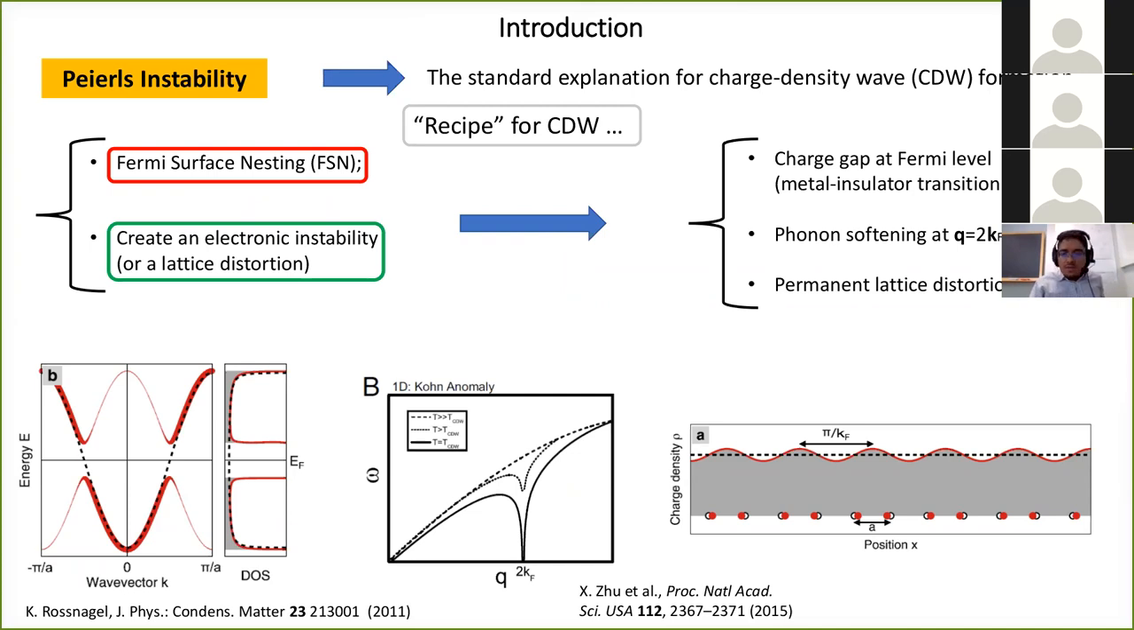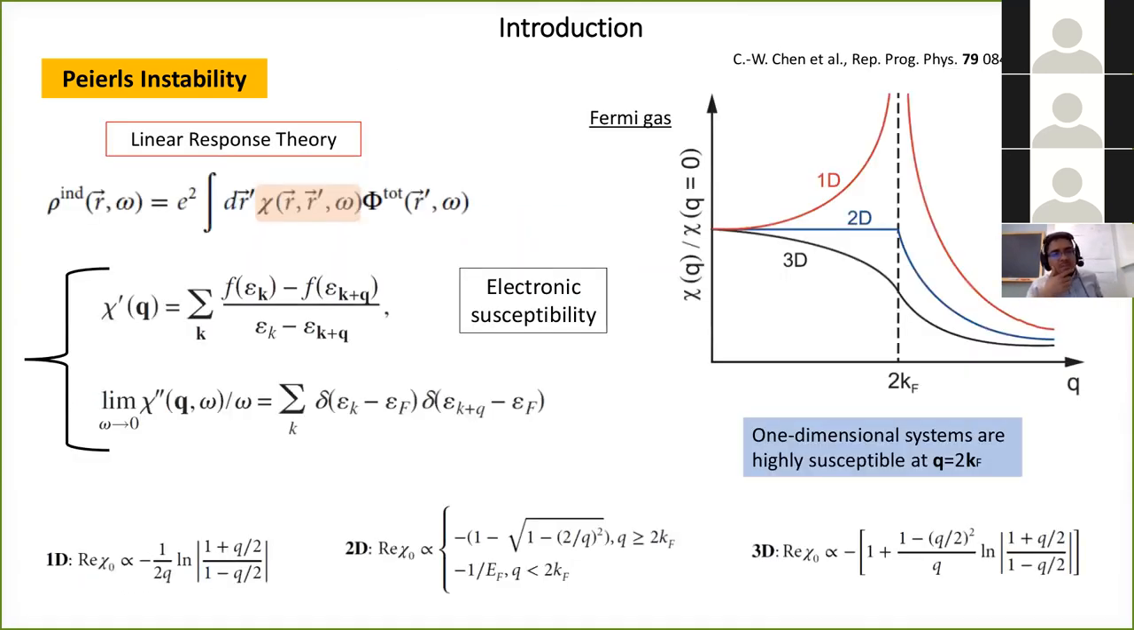And the reason for it is very simple. It comes from linear response theory. I will not go into details through it, but basically, if you calculate the electronic susceptibility, if you have Fermi surface nesting, you have a divergence on it. So basically, your system is very susceptible to any external interaction, external perturbation, sorry.